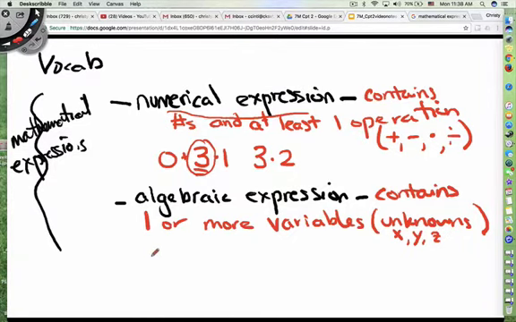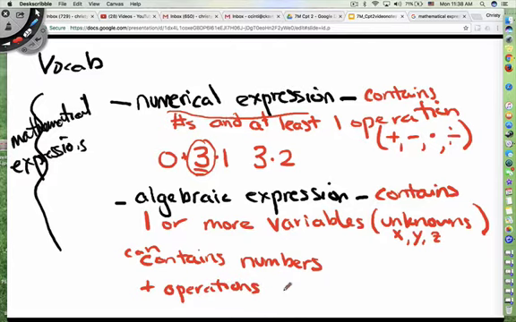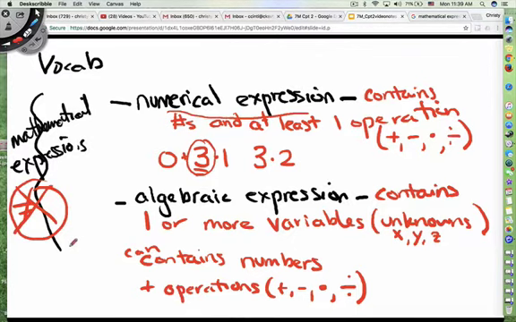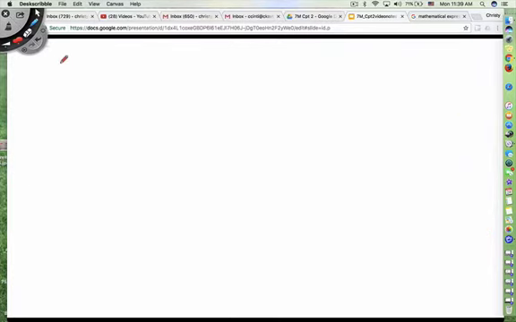And then it can contain also numbers and operations, just like above, like addition, subtraction, multiplication, and division. But any expression, again, does not contain an equal sign, okay? So does not contain an equal sign or inequalities. So one thing just to remind ourselves of are what are the words that represent an operation.